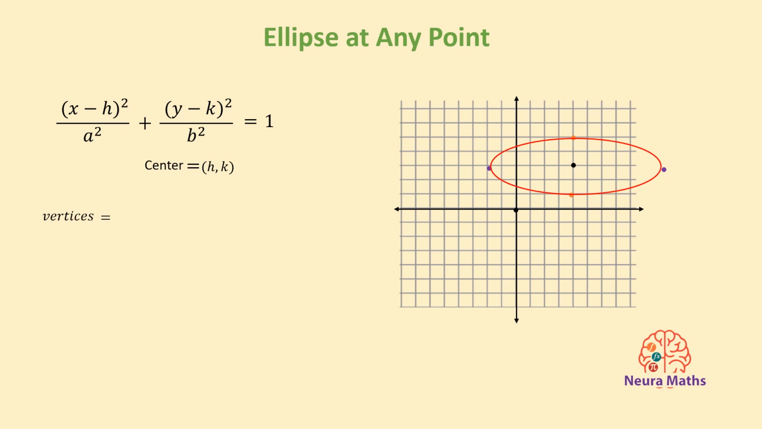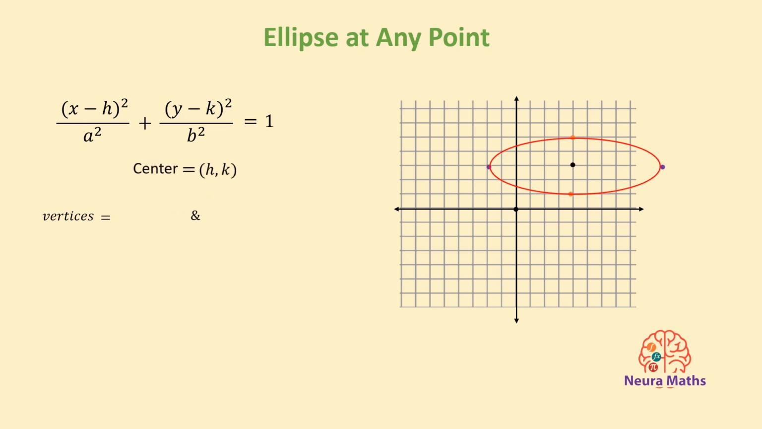The vertices of the ellipse would be positive and negative the square root of the greater denominator, and 0. What do you think the coordinates of the vertices would be after translating the ellipse to the point h, k? The x-coordinates of the vertices would increase by h units and the y-coordinates would increase by k units, like this.